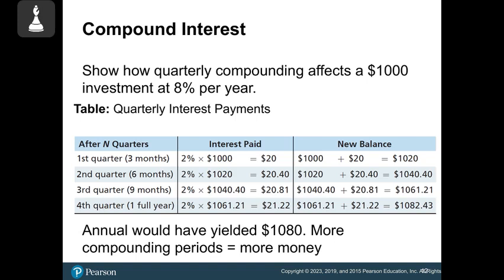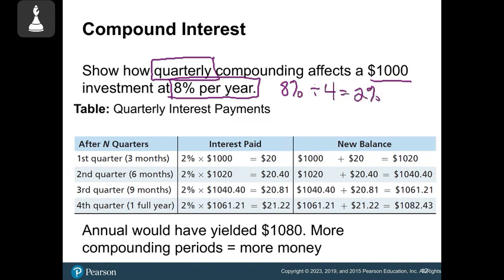So in this table here, we've got $1,000 and we're going to get 8% per year, but we want to do it quarterly. So if it's 8% per year, there are 4 quarters in a year. So 8% divided by 4 means I'm going to get 2% every quarter. So we're going to follow that process.